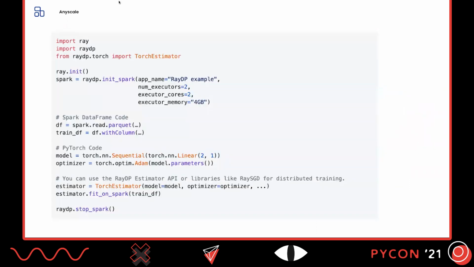This is a typical example of using all of the workloads in the same place. In this case, it uses Spark on Ray, as well as the torch estimator. You can use Spark, create a Spark data frame here, and pass it to the estimator and train here. So this is an example of running a data processing workload and a machine learning workload within the same cluster, in the same job.